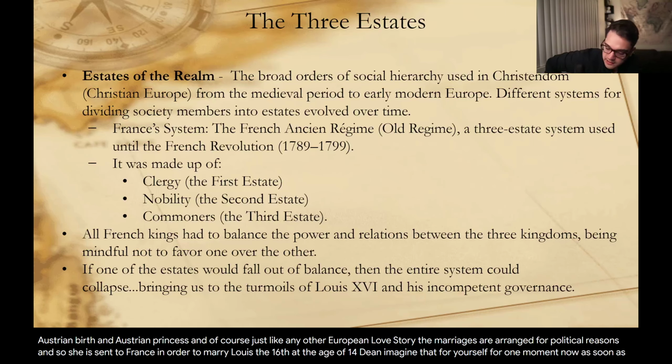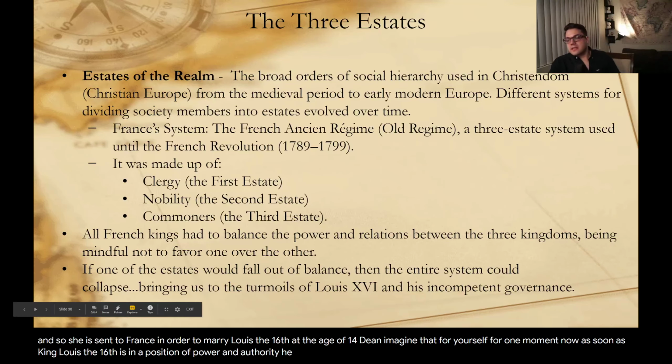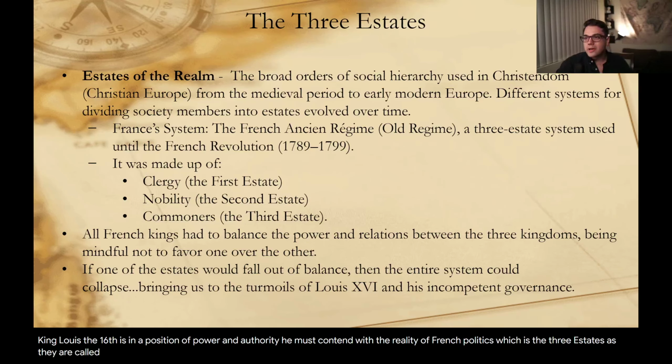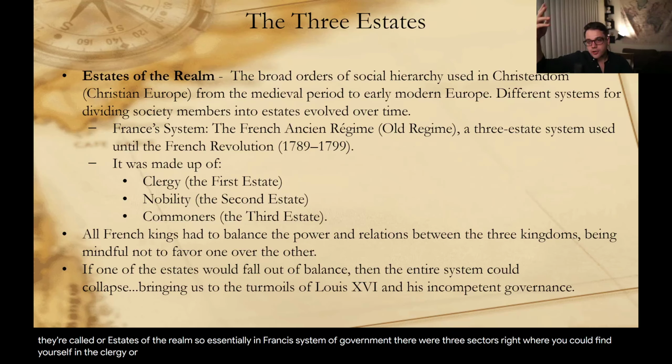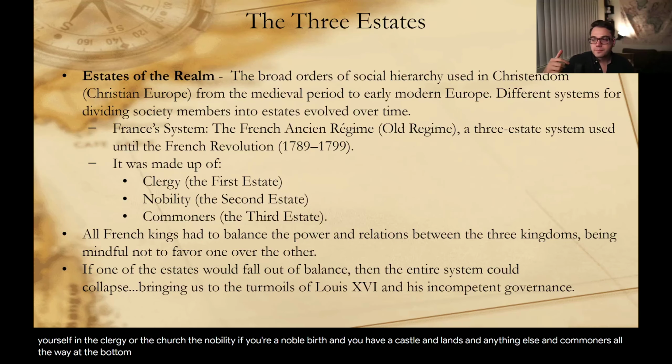Now, as soon as King Louis XVI is in a position of power and authority, he must contend with the reality of French politics, which is the three estates, as they are called, or estates of the realm. So essentially, in France's system of governance, there were three sectors where you could find yourself: the clergy, or the church; the nobility, if you're of noble birth and you have a castle and lands and anything else; and commoners, all the way at the bottom.